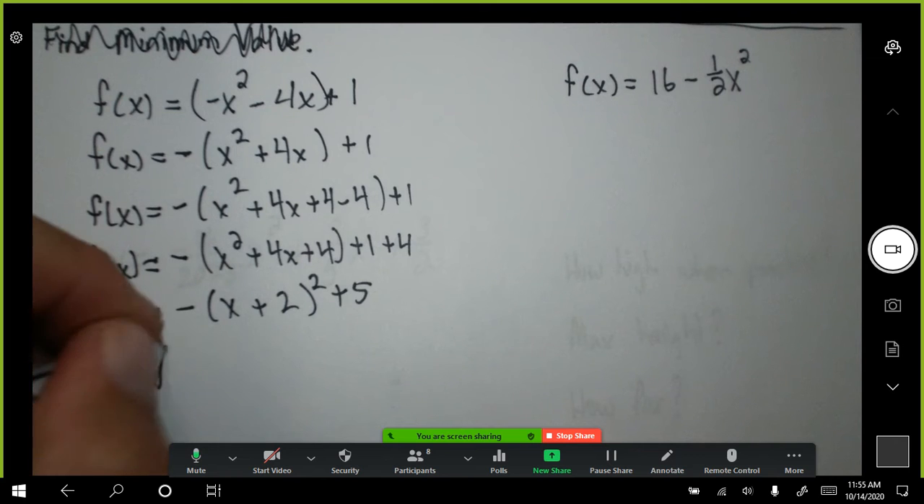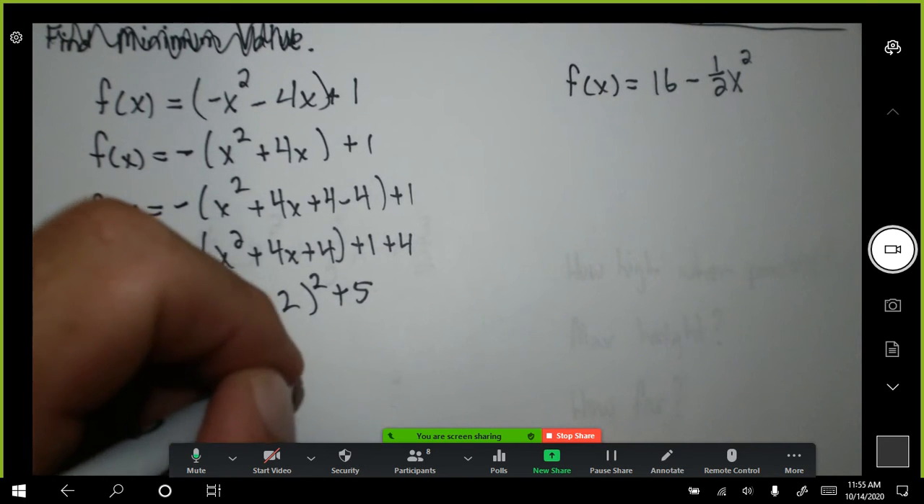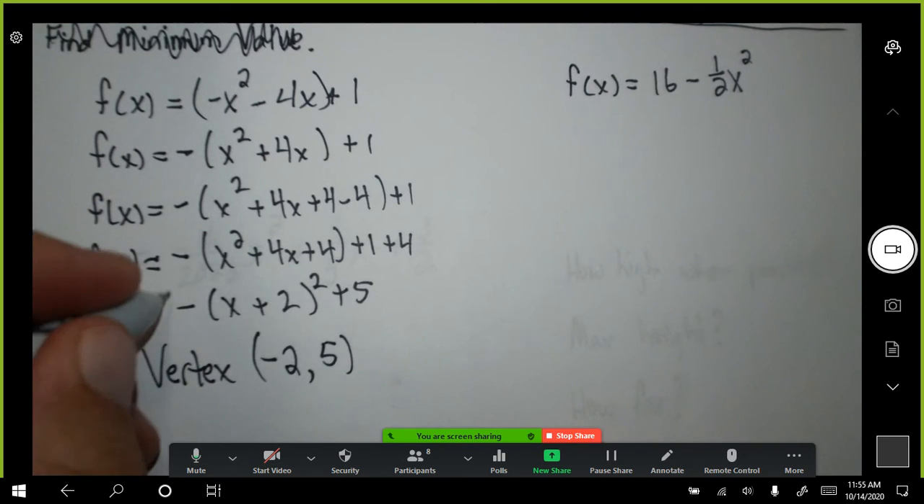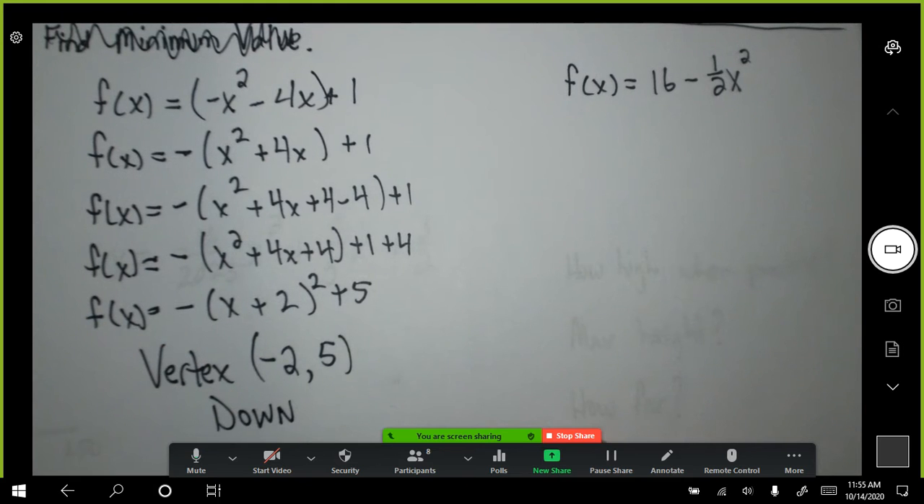So what's my vertex? Negative 2, comma 5. And because this is negative out front, this one opens downwards.